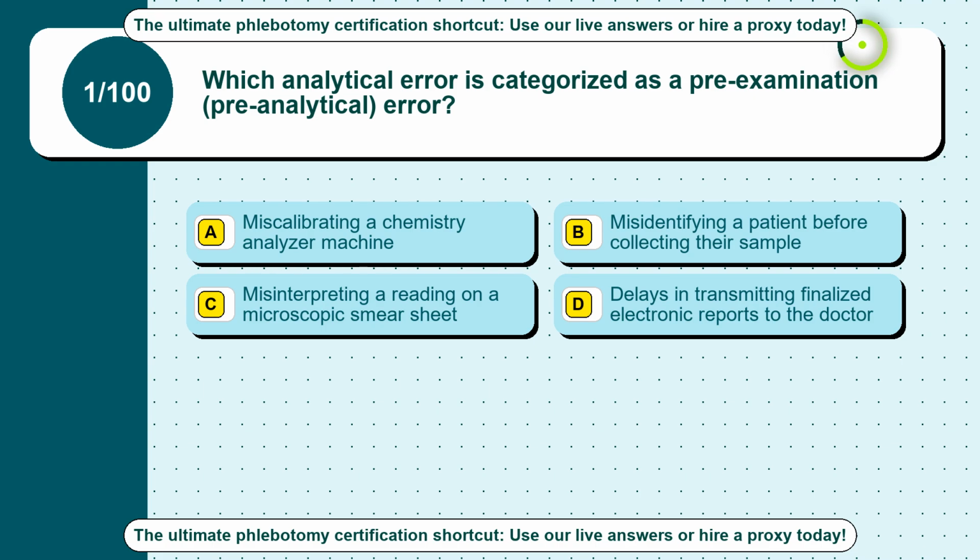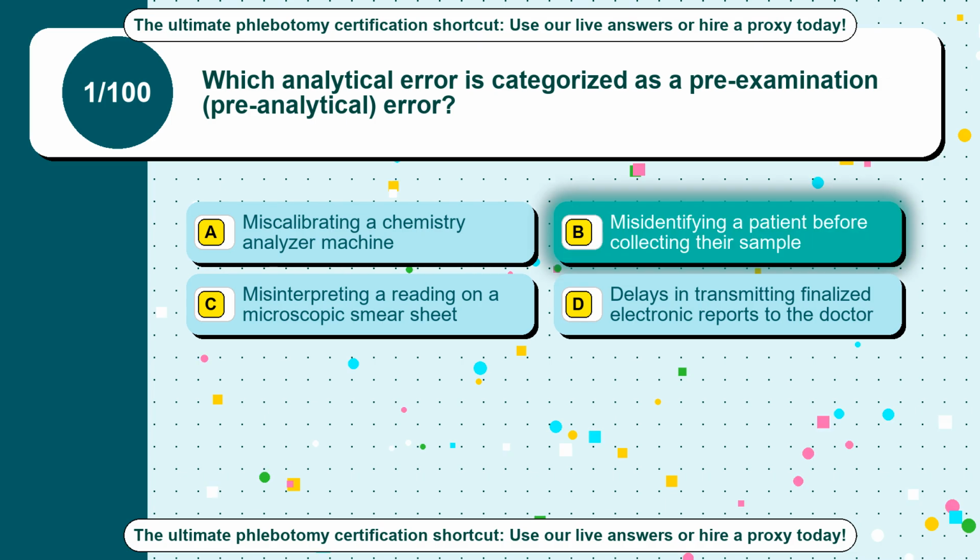Option A. Miscalibrating a chemistry analyzer machine. Option B. Misidentifying a patient before collecting their sample. Option C. Misinterpreting a reading on a microscopic smear sheet. Option D. Delays in transmitting finalized electronic reports to the doctor.